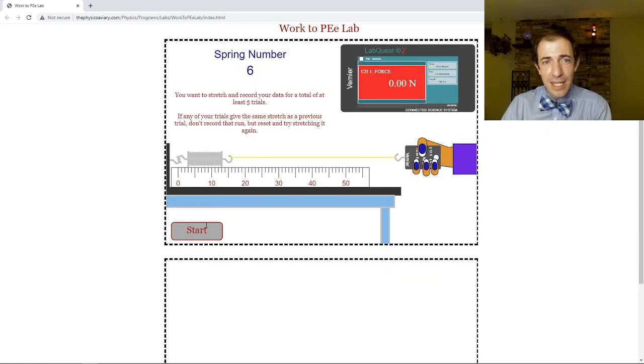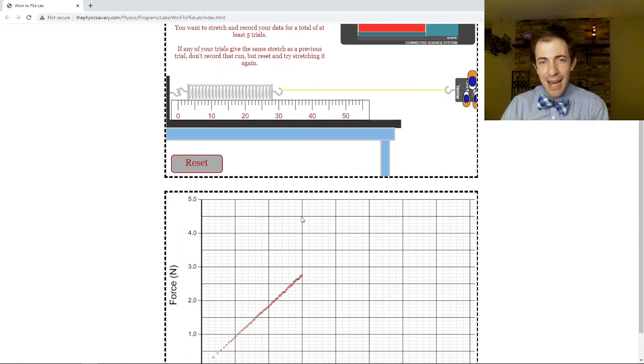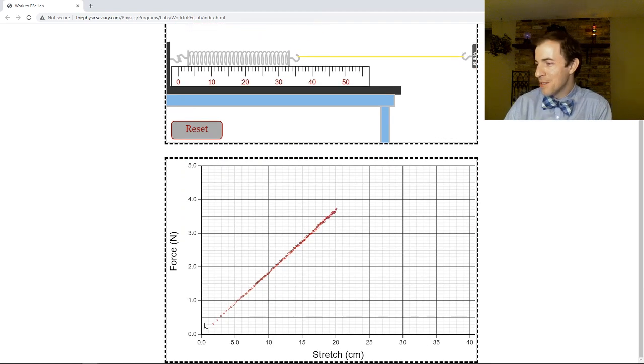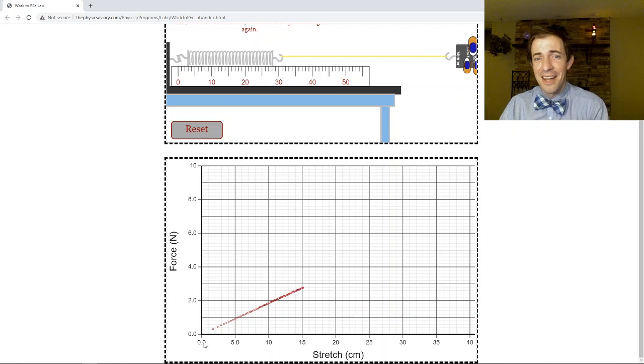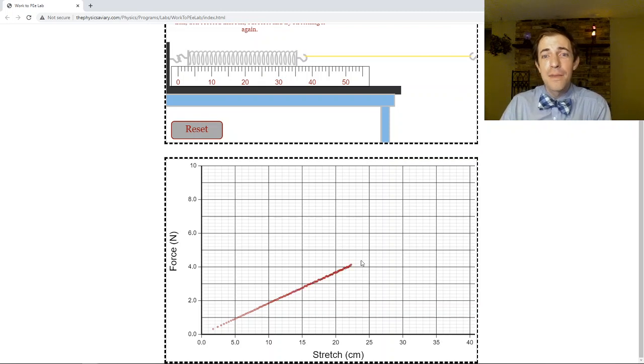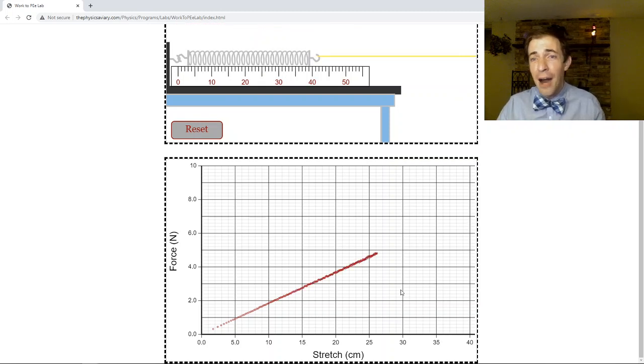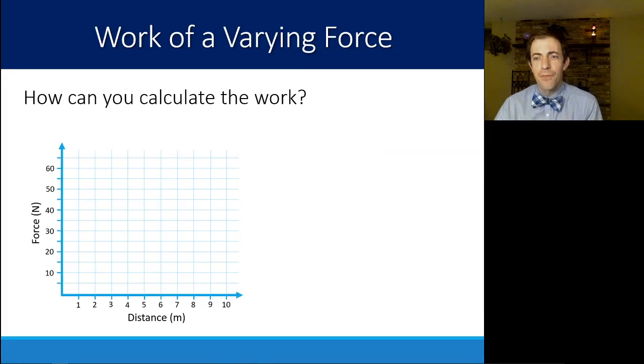Now different springs will result in different graphs. Notice here this one's slightly steeper. I can try it again, and it's less steep. So the things that we're going to care about here are how far we stretch it and the force that's resulting from that stretch.